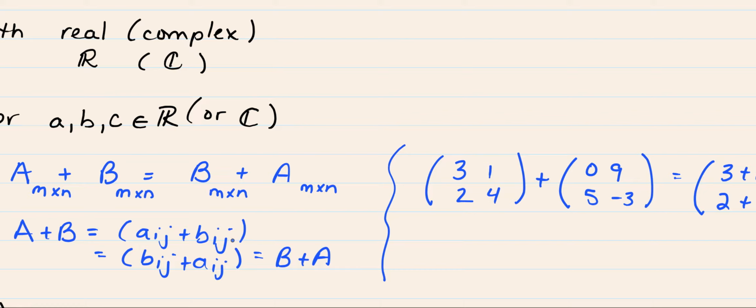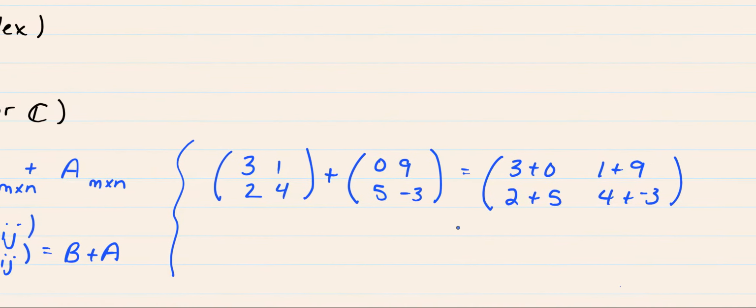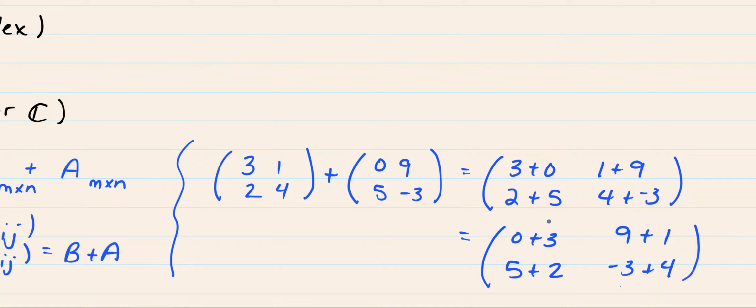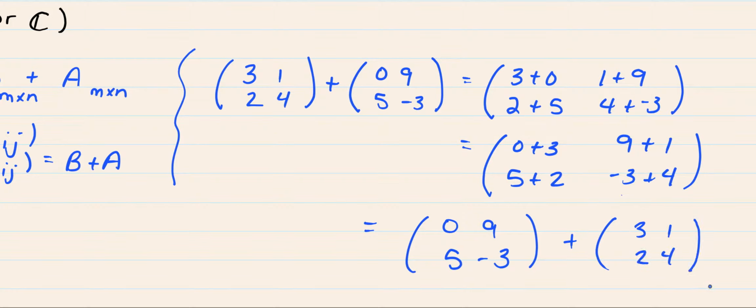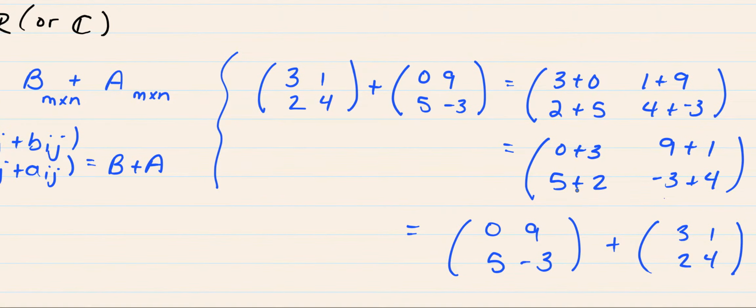Aij plus Bij. But then I can switch the order. So this is equal to 0 plus 3, 5 plus 2, 9 plus 1, and negative 3 plus 4. So just rewriting these, because that's the property we have with real numbers, and then we can split it like this. So this is equal to 0, 9, 5, negative 3, plus 3, 1, 2, 4. So how we add matrices, that doesn't matter. Matrices are commutative.